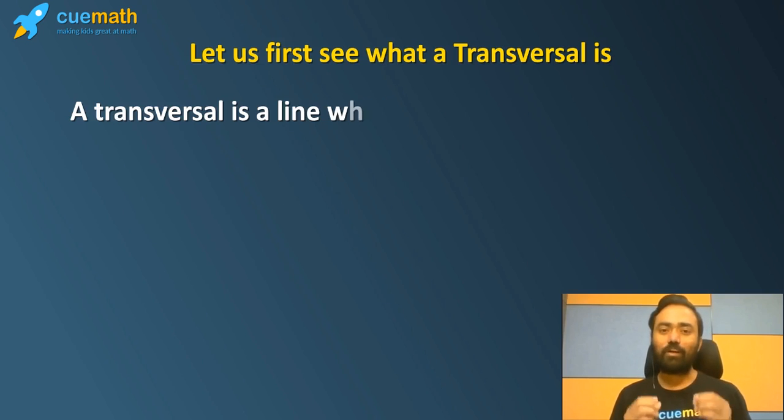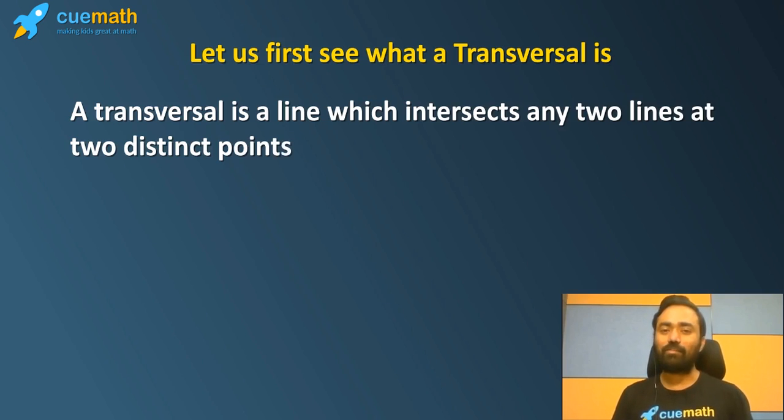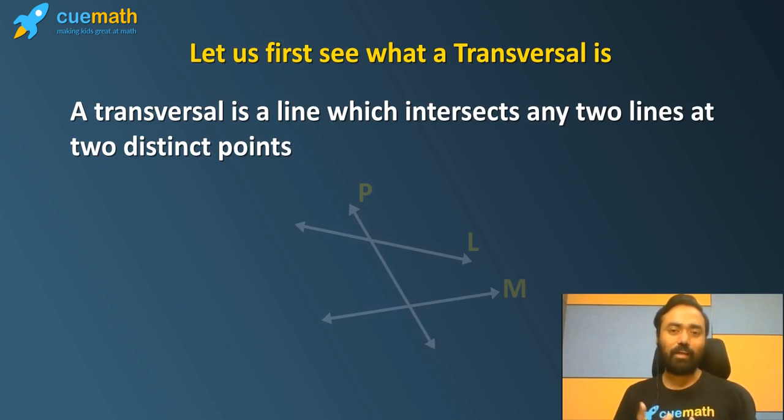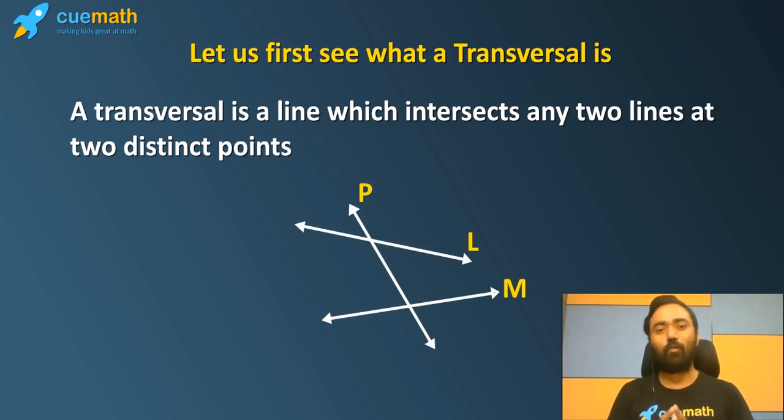So basically, a transversal is a line which intersects any two lines at two distinct points. Let us see a couple of diagrams to understand what a transversal is. Let us consider two lines L and M, and let us draw a line such that it intersects both these lines at two distinct points. Let us mark this line to be P.